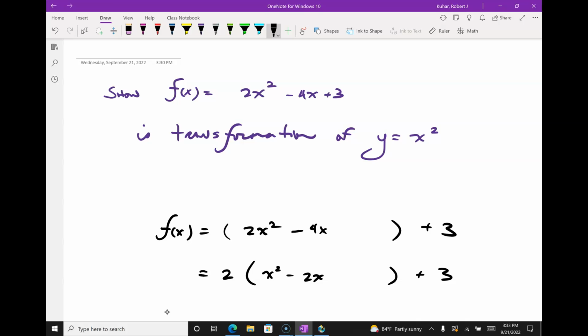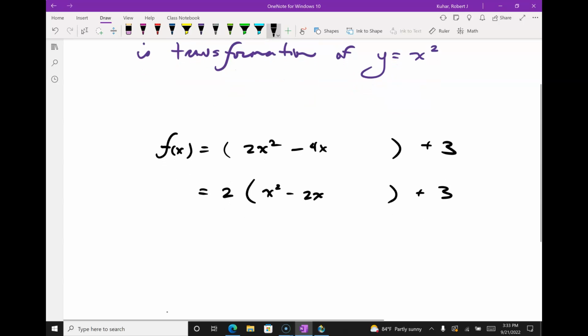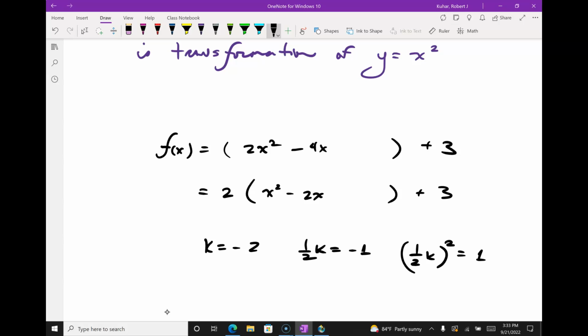Next step, find k. What's the value of k? Negative 2, the coefficient of x. What's half of negative 2? Negative 1. Square it, and I get positive 1. I'm going to add that on the inside and subtract it on the outside.